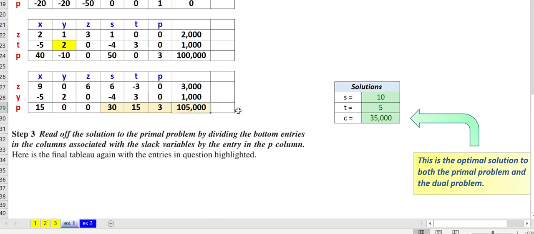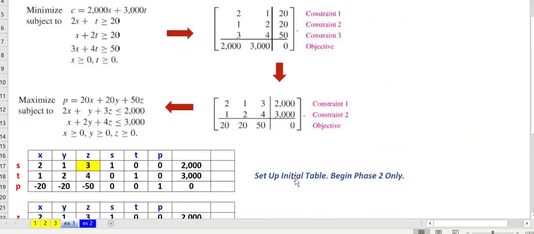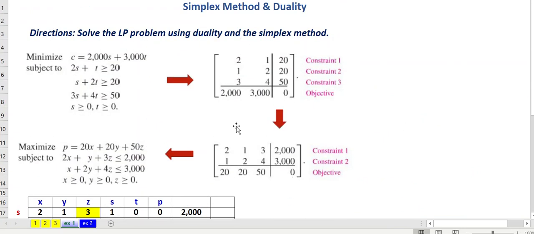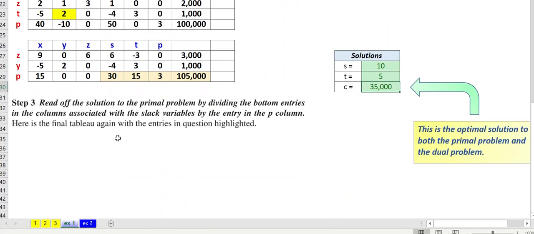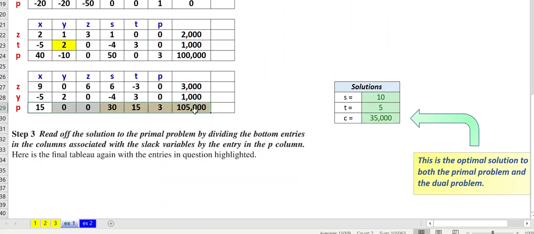Now, 105,000 is the optimal value. That's the solution to both the dual problem and the primal problem. So 105,000 divided by 3, 35,000 rather, is the solution to the dual problem and the primal problem. So standard minimization problems are similar to standard max except at the beginning and the end. At the beginning, we have to find the dual by finding a transpose, and then everything else is the same until we get to the final table. And so finding the values of the variables in the final table are a little bit different.